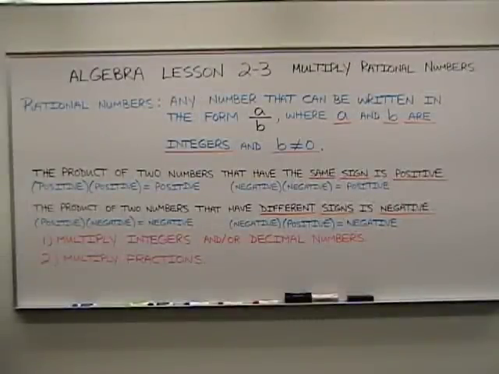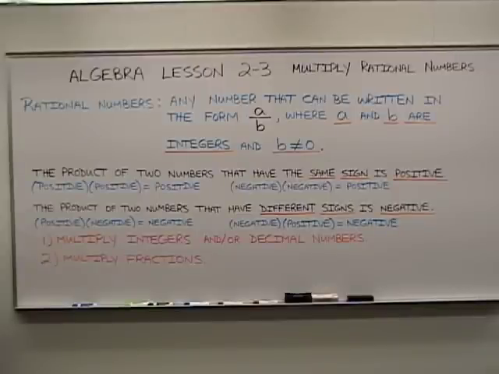It's algebra time, and today's lesson is lesson 2-3. Today we're going to multiply rational numbers. Now, first of all, let's figure out what is a rational number. Well, it's a set of numbers, actually, and it's a set of the numbers that can be written in the form A over B. You know what that means.